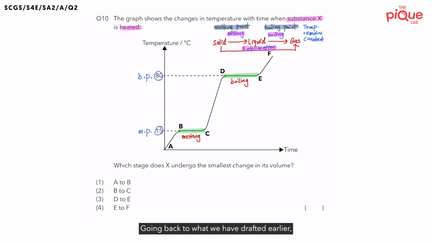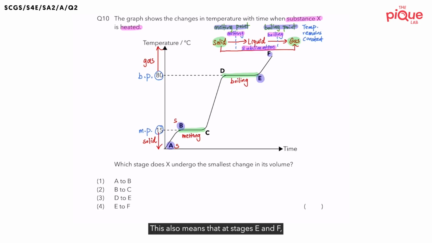Going back to what we have drafted earlier, you should be able to see that below the melting point, substance X exists as a solid. Therefore, at stages A and B, substance X is in the solid state. If we were to use the same approach, we can see that above the boiling point, substance X is a gas. Hence, above 80 degrees Celsius, substance X exists as a gas. This also means that at stage E and F, substance X exists as a gas.